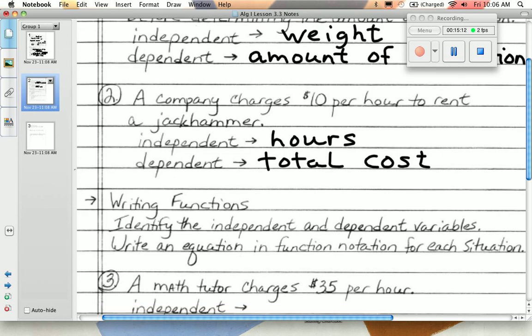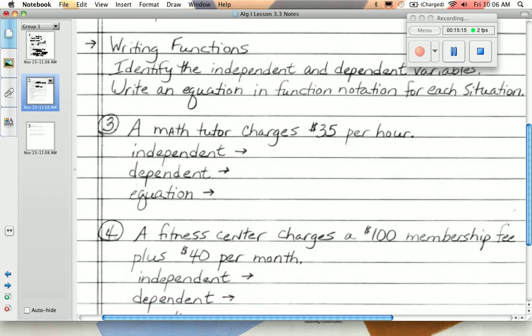Okay, now, let's write equations. And when we write equations, we always have to first pick the independent and the dependent variable like we just practiced here. So identify the independent and dependent variables, write an equation in function notation for each situation. So a math tutor charges $35 per hour. What do you think is the independent in this one? Hours. Number of hours, yeah. Again, how long you want to work with that math tutor is going to determine the dependent, and what's the dependent? Total cost again. Okay.